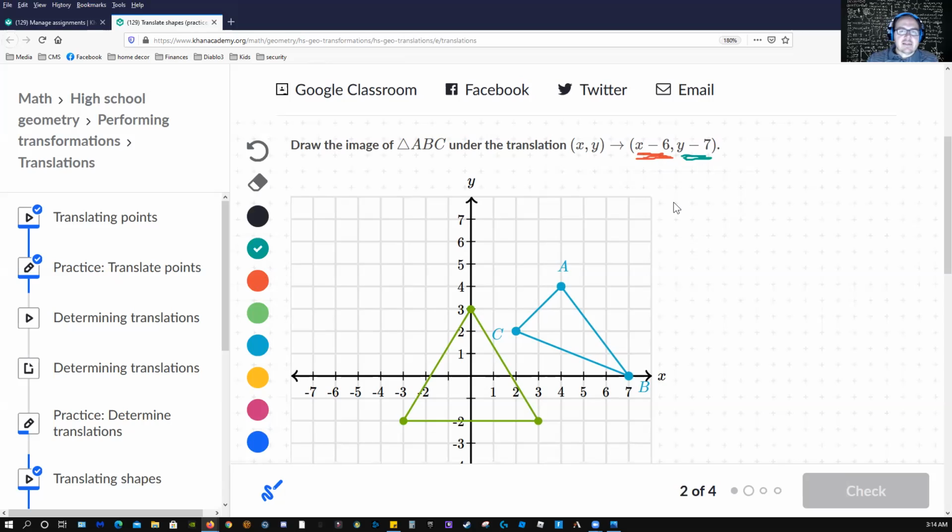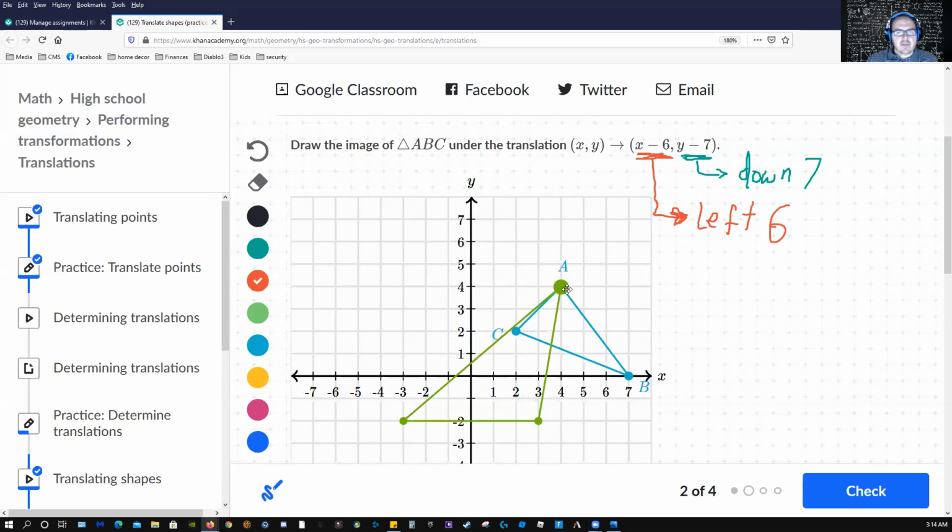Now think back to the last lesson. This means that we're going y minus 7. That means we're going down 7, and this means we're subtracting from the x. We're going left by 6. So I'm going to drag these dots and put them right on top of the shape. Now, I'm going to do the left 6 part first.